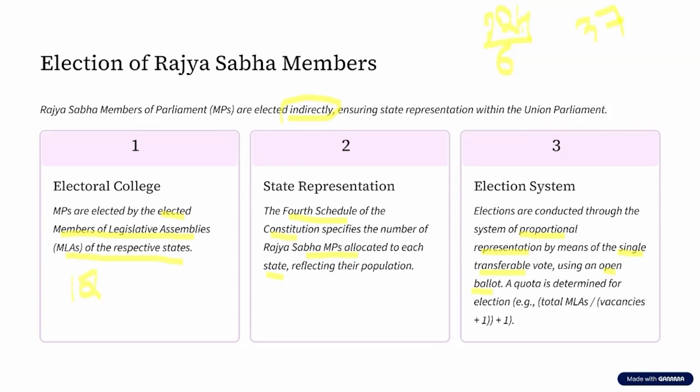I hope this simple example is understood by all. If you do not understand this example, please post in the comments and we will provide another video to help you understand this concept. Okay. Now this is how the Rajya Sabha election happens: proportional representation by means of single transferable vote using an open ballot system.